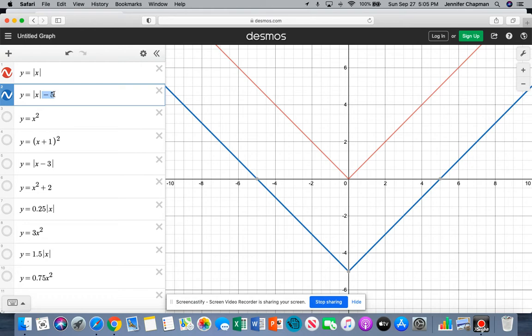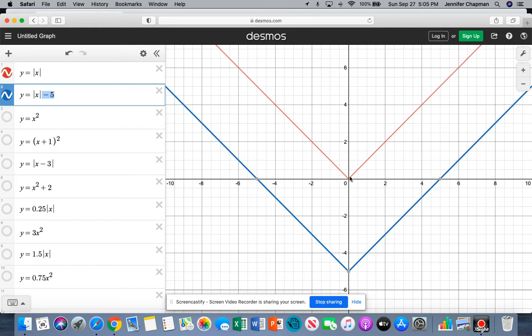How did the transformation affect the domain and range? Well, it looks like the domain is still all real numbers. This function is still heading up and to the left forever, up and to the right forever. I should go down here to the blue one: up and to the left, up and to the right forever. Since it's going left and right forever, the domain is still all real numbers, negative infinity to positive infinity. The range is going to change though.